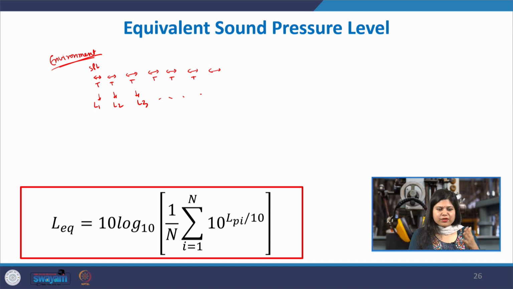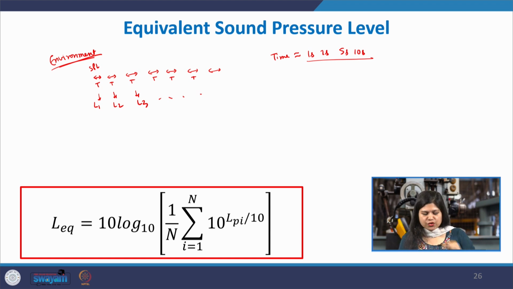Usually the measurement duration is some of the usual values, which are 1 second, 2 seconds, 5 seconds, 10 seconds, like that, not more than a minute. So these measurements are done and SPL at the different points in time are calculated. So we get these different levels all measured for a fixed duration of time, and then we use this formula where what we do is we sum them up.